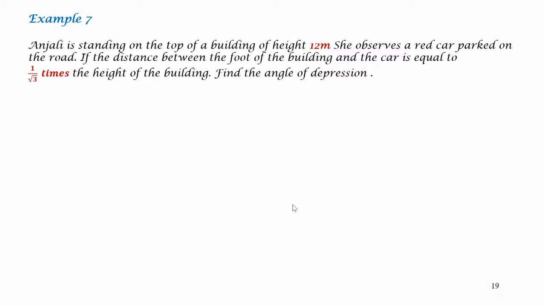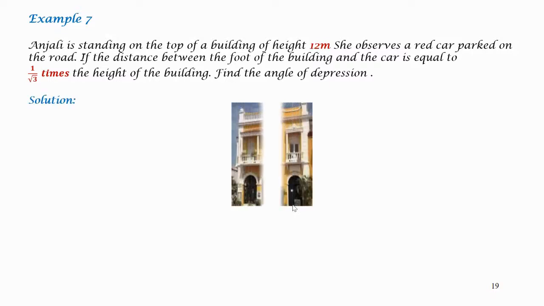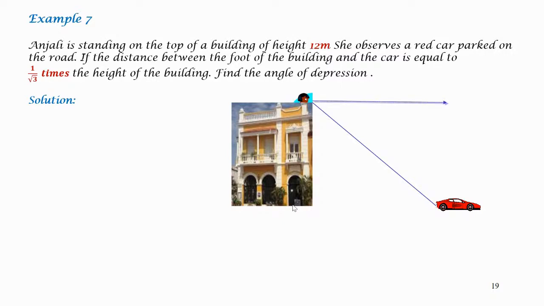Find the angle of depression. Now it's the angle of depression. So let us draw the diagram. Anjali is standing on the terrace looking at a car parked there, and she is looking downwards. So there is a horizontal line, and she is looking downwards, so her observation changes, and this is the angle made between the horizontal line and her direction of observation. That is the angle of depression.